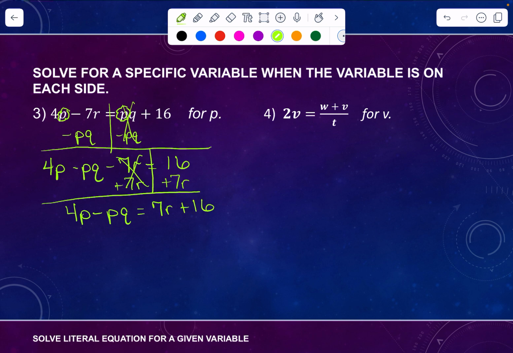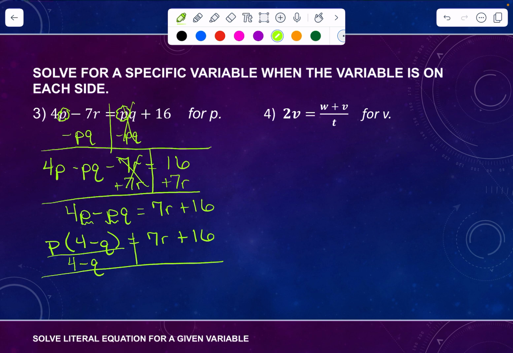Now that we have this, my next thing is I'm going to do what we like to phrase as reverse distributive property. But remember, distributive property works both ways. So if I notice over here, both of these share a p. So what I can do is I'm going to take the p out, and I'm going to divide those by p, and I would get 4 minus q inside the grouping. Then my next step now is to get rid of that. So I'm going to divide by 4 minus q.